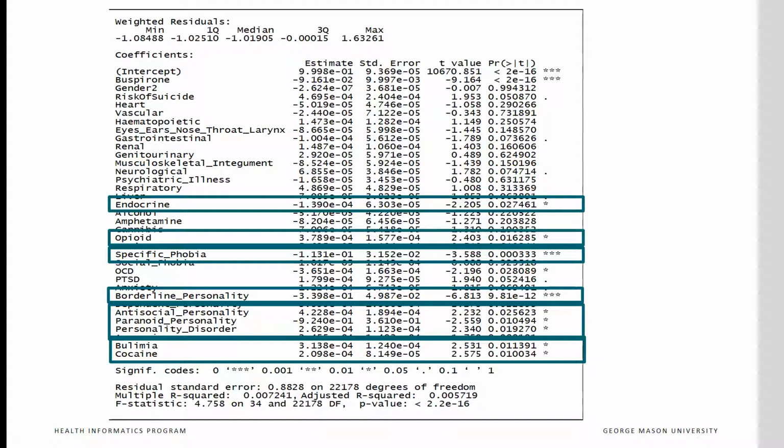Also note that several other variables, including variables that were not significant predictors of propensity to take Buspirone, are now significant predictors of remission. Patients who have endocrine conditions, alcohol abuse, opiate use, specific phobias, OCD, bulimia, cocaine use, or various personality disorders are less likely to have symptom remission independent from whether they take Buspirone or they do not.